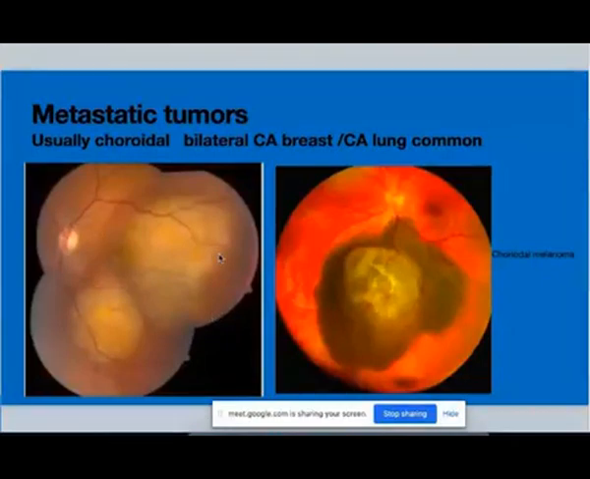The difference from a primary tumor is that mets usually affect both retinas, and they can be multiple. So CA breast, CA lungs are common. This is a picture showing mets from a CA breast. And this is a choroidal melanoma. This is usually primary, it's usually pigmented, and this can be a primary tumor of the choroid, and it presents under the retina like this.